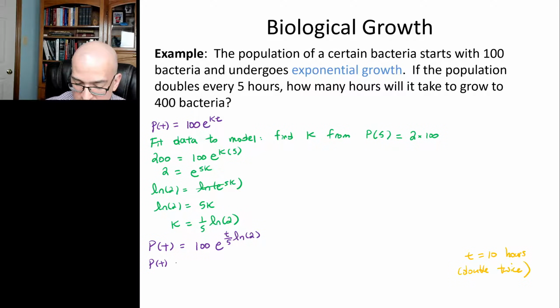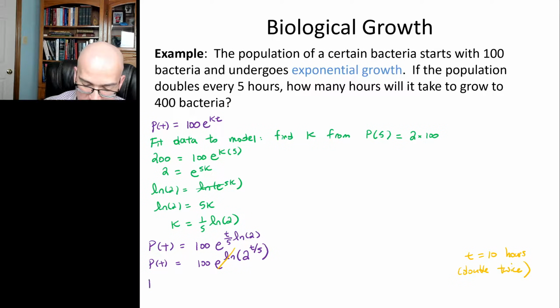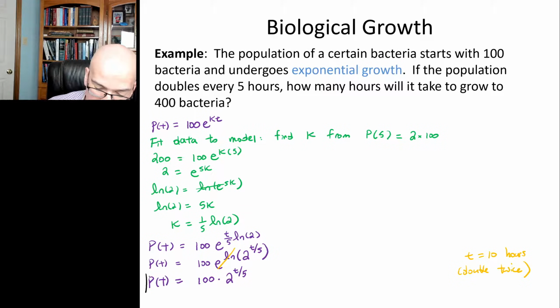P of t is equal to 100, oh not 1000, 100 times e to the ln of 2 to the power of t over 5. Now we can use the cancellation law, and we get maybe not a nice looking expression to you, but it's pretty beautiful to me. 2 to the t over 5 times 100. So we fit the model to the data.